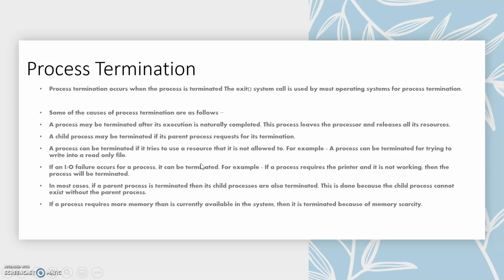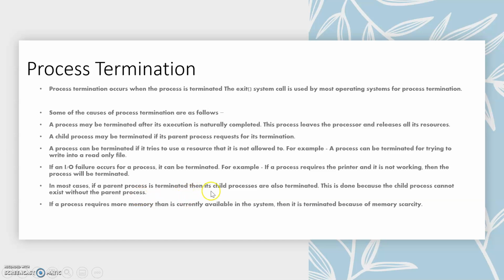Consider that a process is trying to write to a read-only file. So this is actually an error case. In that case, what will happen? The process which is trying to write to a read-only file will get automatically terminated. Also, there are various reasons in which IO failure occurs. In this case also a process can get terminated.